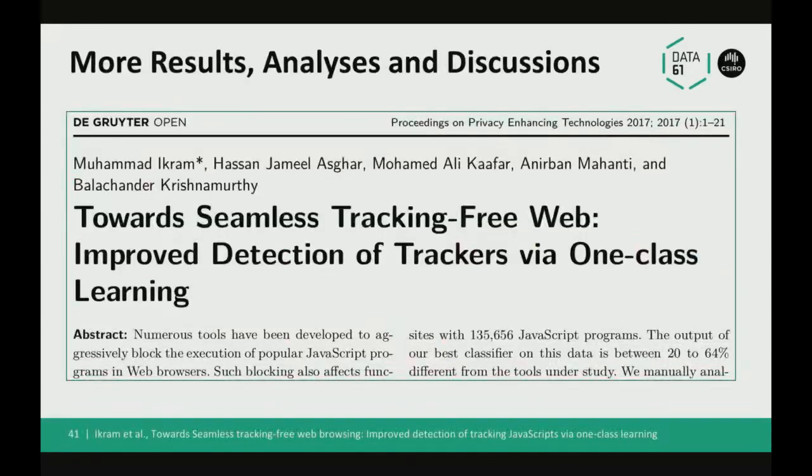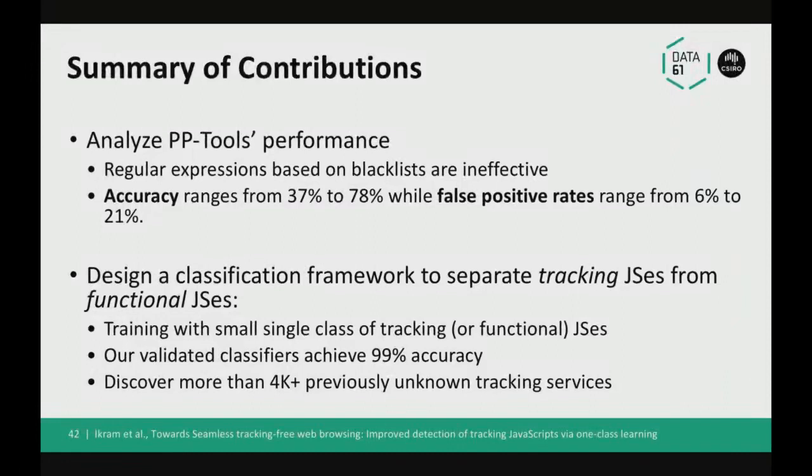There are further details about our work, including certain limitations in the case of JavaScript obfuscation, and further analysis of our approach given in the paper, and I recommend reading our paper for further detail. In conclusion, what I have shown you is that the existing privacy preserving tools based on regular expressions on the URL or the patterns of URL are ineffective. When they are very aggressive, they block functional JavaScripts, and when they are least aggressive, they overlook a huge amount of tracking JavaScripts.